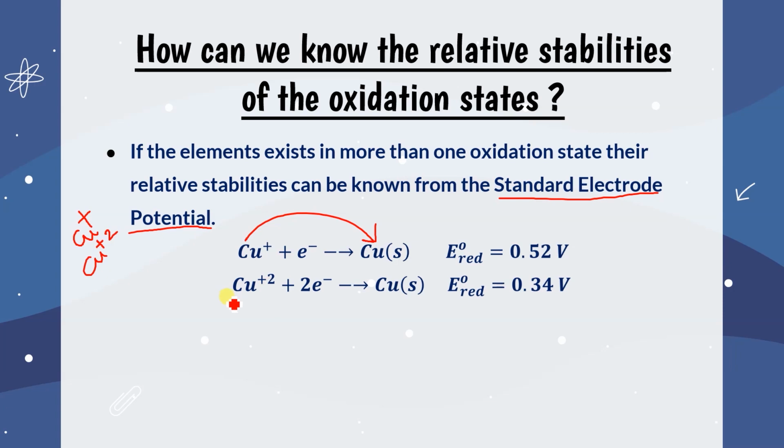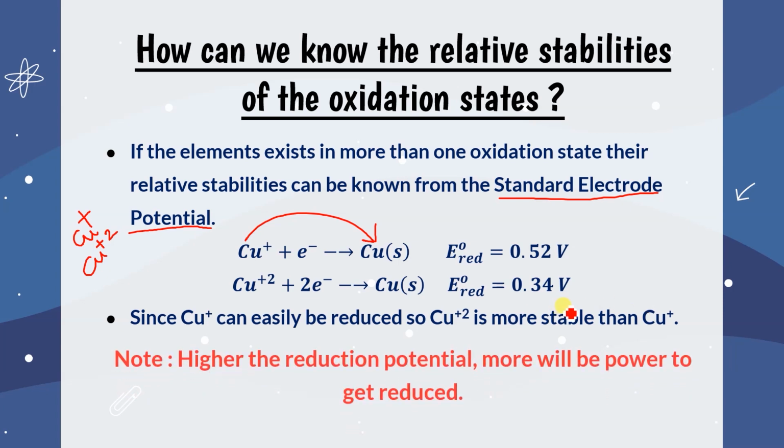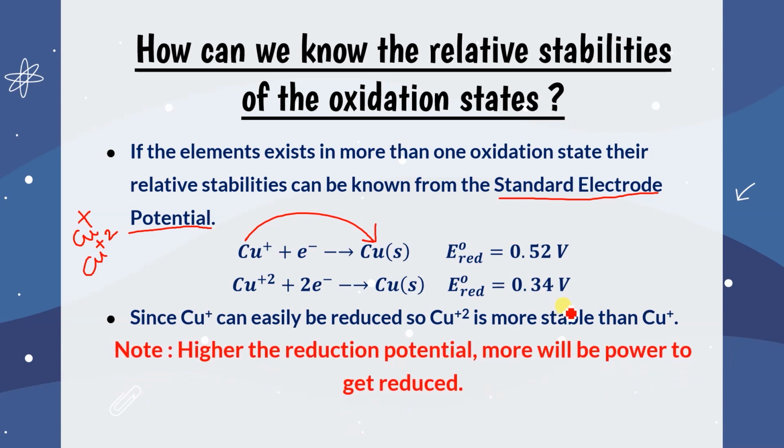Yes, so Cu+2 is more stable than the Cu+. Since Cu+ can easily be reduced, Cu+2 is more stable than Cu+. Clear? Any doubt in this? Higher the reduction potential, more will be the power to get reduced. The higher the reduction potential, the greater the tendency, the greater the power to reduce itself, and that we have already done in chapter 3, electrochemistry.